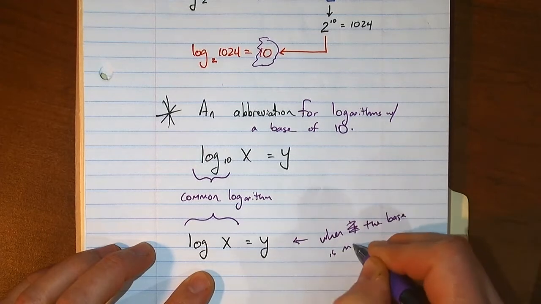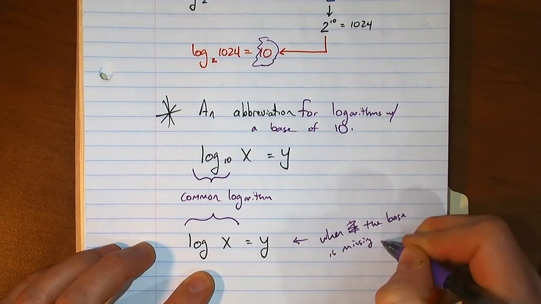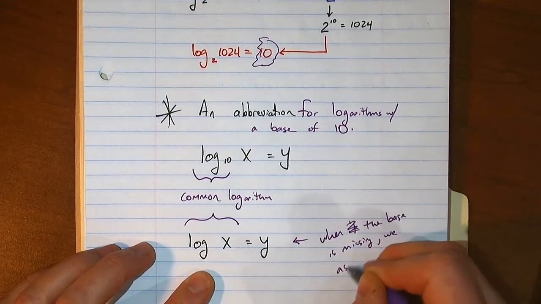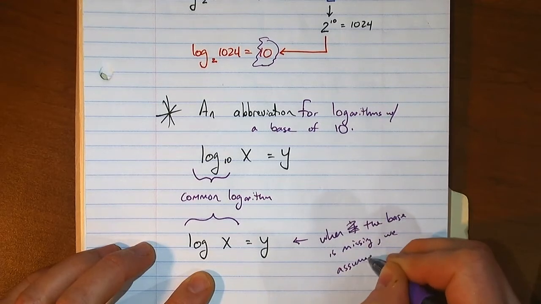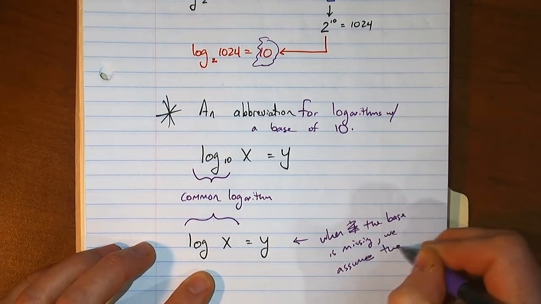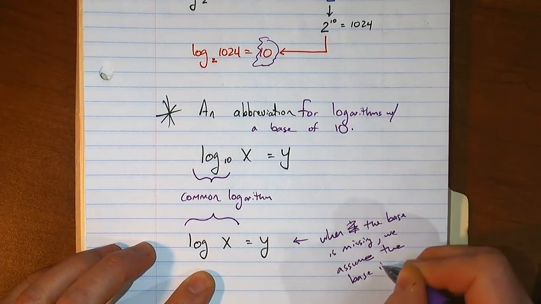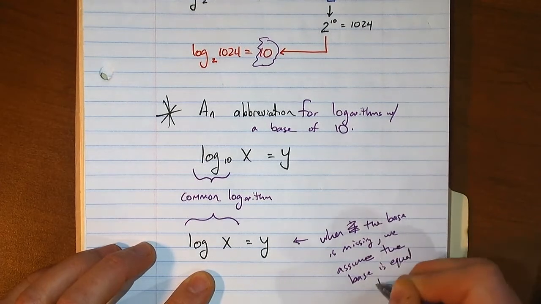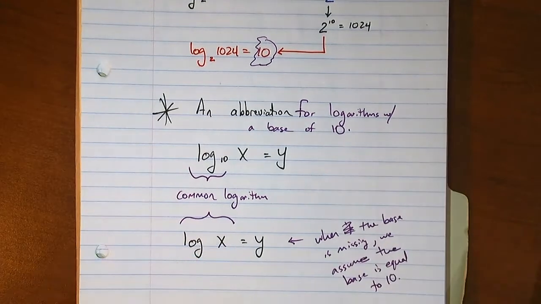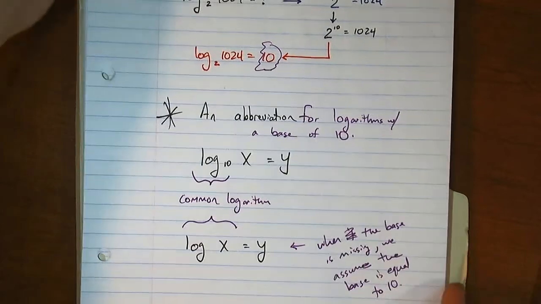So when we see this, we need to recognize that when the base is missing, we assume the base is equal to 10. When the base is missing, we assume that the base is equal to 10. Okay? So that's the common logarithm.